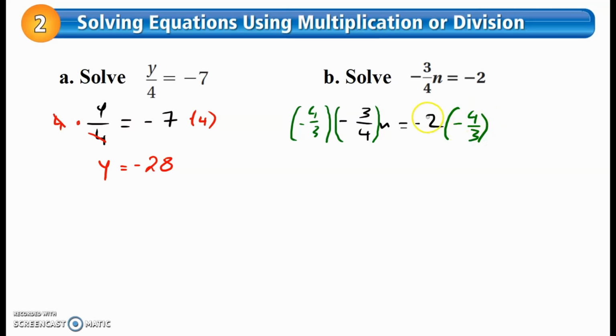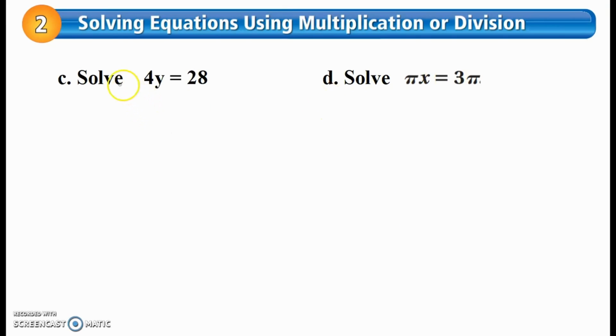Multiplying by a fraction means multiply by the top, and then divide by the bottom. So 4 times 2 would be 8. So n is equal to, the negatives cancel out, negative times a negative equals a positive. So then we have 8/3.